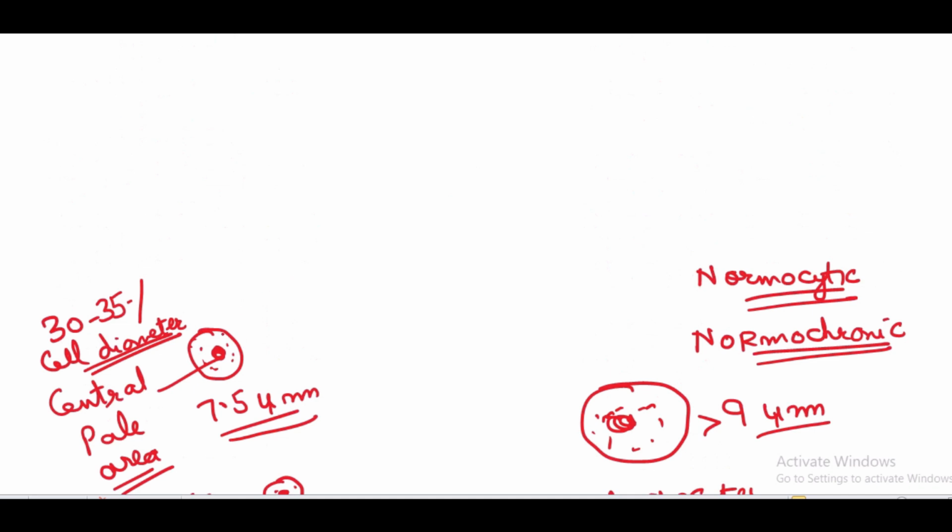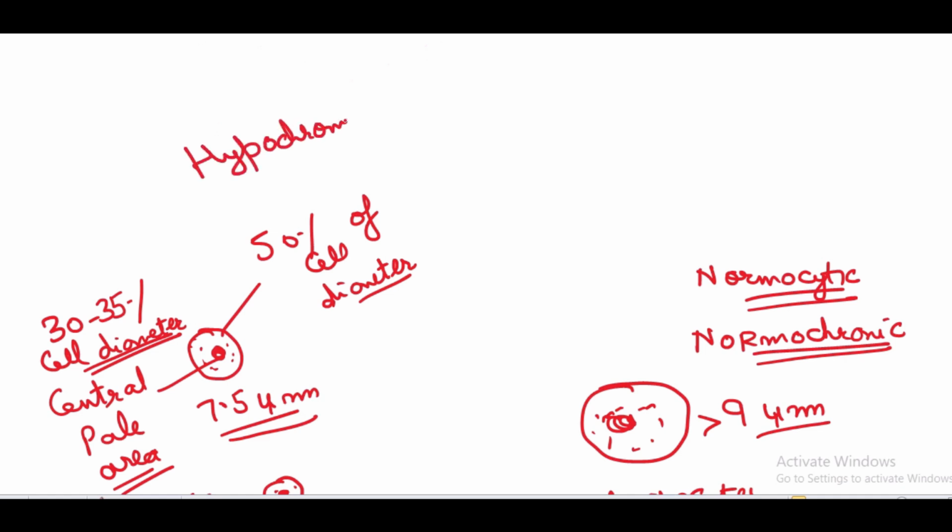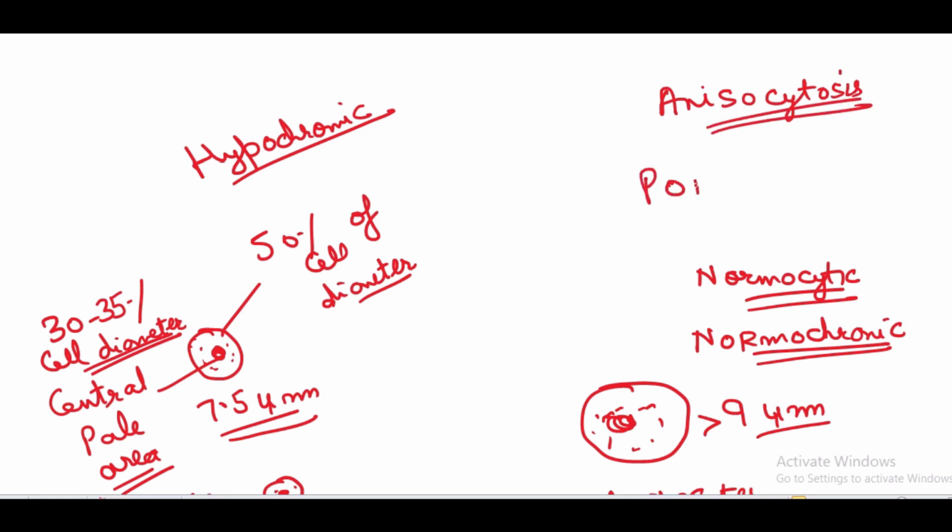Other condition is hypochromic. When the red blood cells have an area of central pallor greater than 50% of cell diameter, that indicates a low hemoglobin content. The term we use is hypochromic. When there is a variation in the size of red blood cells, the term we use is anisocytosis. When there is a variation in the shape of red blood cells, the term we use is poikilocytosis.